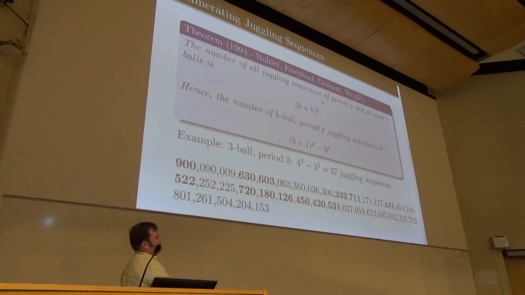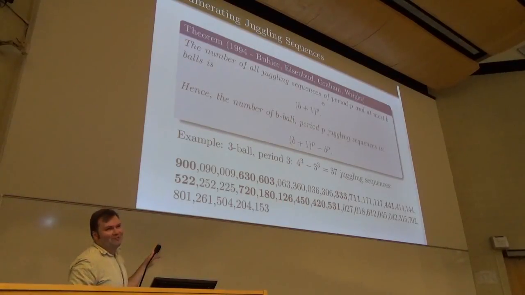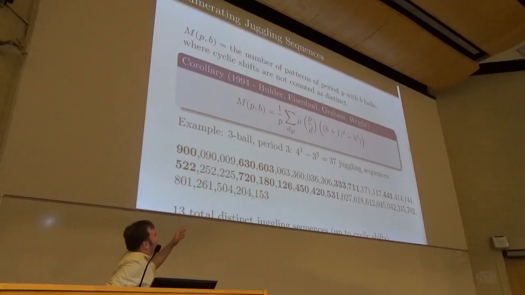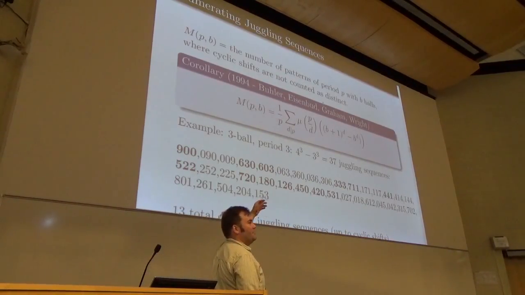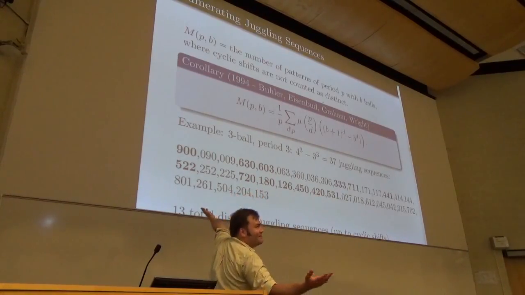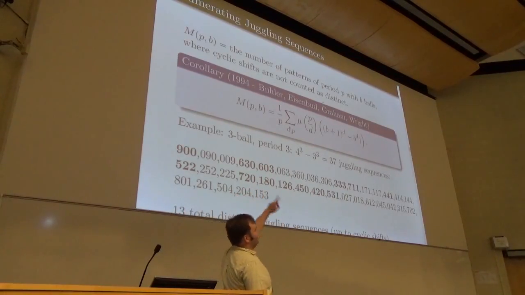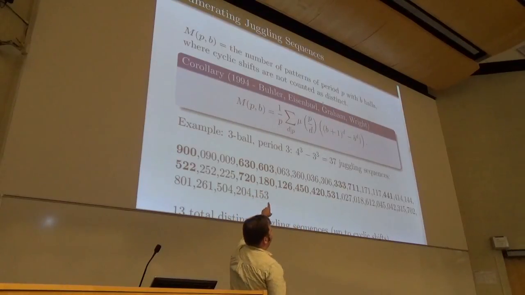So the next question would be, we know that there's 37, but how many distinct ones are there? You actually can calculate that, but it's way more complicated. Here's the formula. You have to use something called the Mobius function, and to prove this, you have to use quite a bit of number theory. But there is a formula. It's not nearly as nice as the previous one, but it is fairly nice. In this case, there ended up being 13.